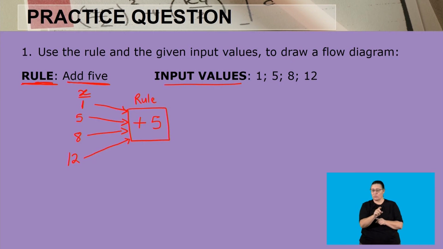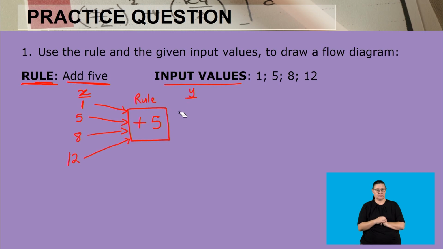So we are just going to use these input values to come up with the answer. Now, do you remember what the answer is called? Yes, it is the output values. These are the output values in our rules or in our equations. So we are going to use a y to represent these output values. And how many output values are we going to have? Well, since we have 4 input values, that means that we are going to have 4 output values.